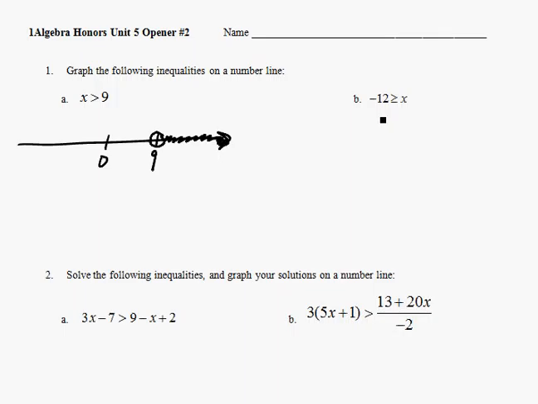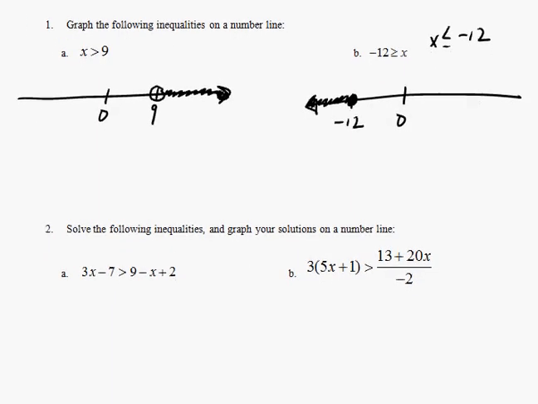Part B says negative 12 is greater than or equal to x. That would be equivalent to saying that x is less than or equal to negative 12, which means we want to graph all the values to the left of negative 12, including negative 12. So I'll put a closed circle at negative 12 and shade all of the values to the left.